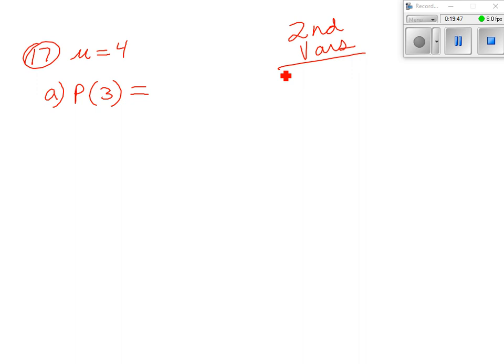So we hit second vars. What are we looking for this time? Poisson PDF. So you go down, which one is that? B. Go down, Poisson PDF, hit enter. What two things do we put in for Poisson's? Put in the mean, and then the x. Mean, then the x. So that's all you're going to punch in. This time you're going to punch in 4, comma, 3. What's it tell you? 0.19?